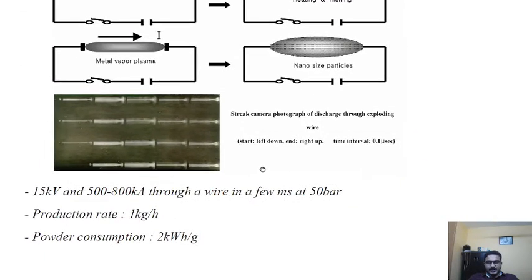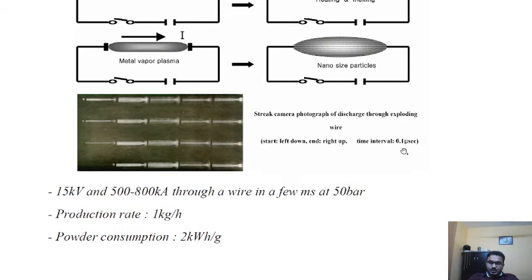So an example is also given through this actual image. A streak camera photograph of discharge through an exploding wire is given. It starts from the left down over here up to the right up here, and the time interval is merely 0.1 microsecond.